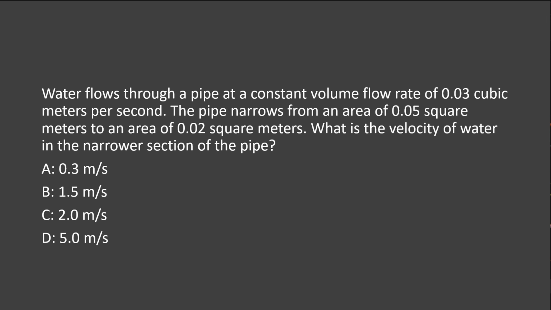All right, so this is a standard volume flow rate problem. We've got water flowing through a pipe, and we are given the volume flow rate, right? We are given the area, and then the area again, and we're asked velocity.